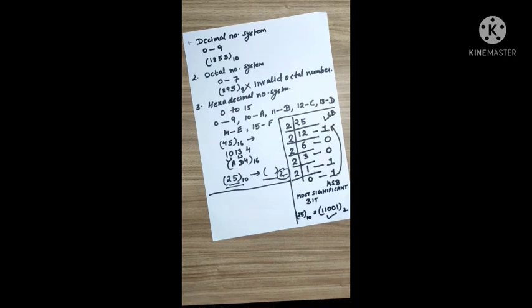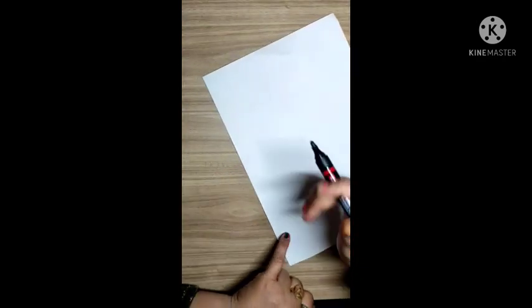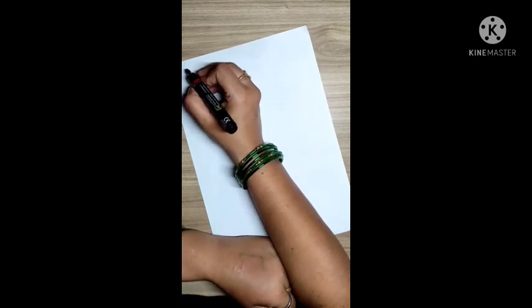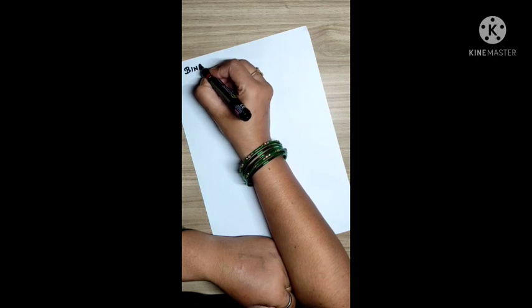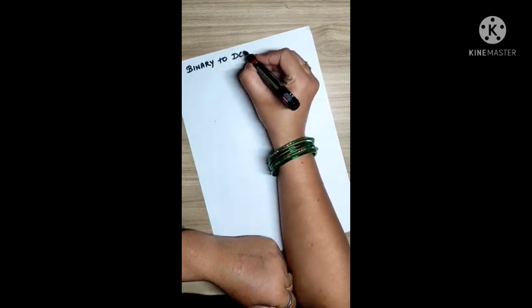So this many questions are given in your book which you can practice and you will understand it easily from there. Okay, next we have conversion from binary to decimal. Converting binary number to decimal.